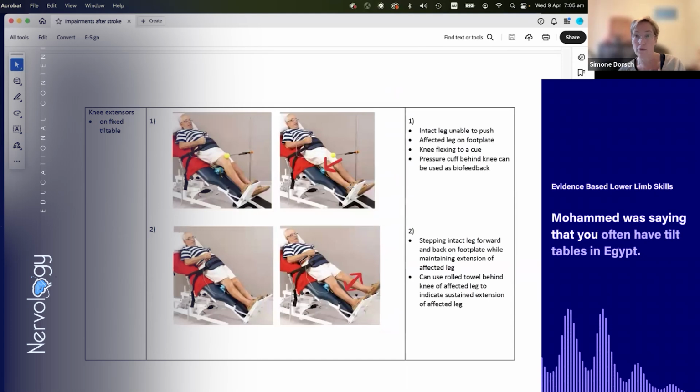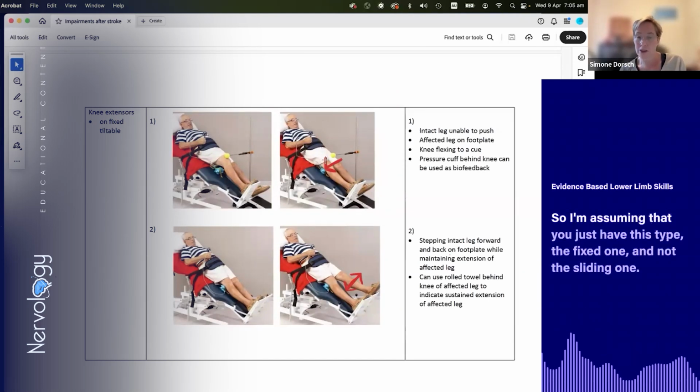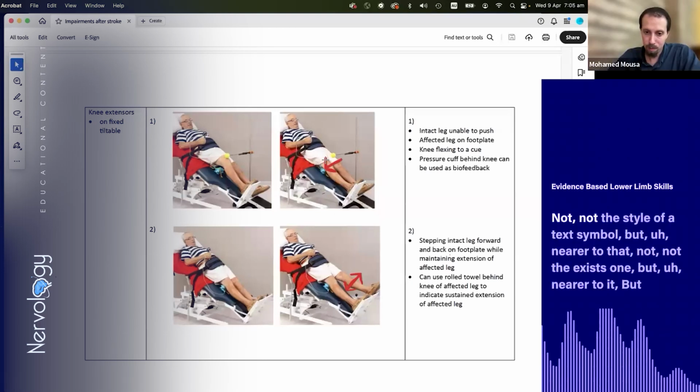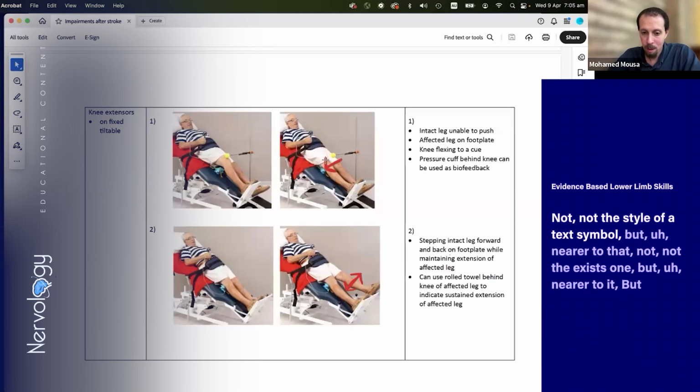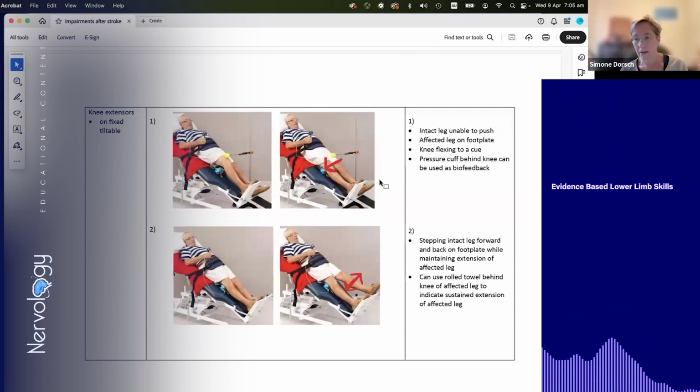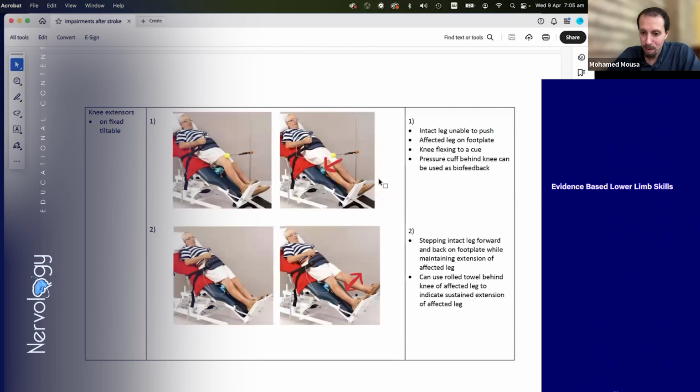Mohamed was saying that you often have tilt tables in Egypt. So I'm assuming that you just have this type, the fixed one, and not the sliding one. Is that correct, Mohamed? Not this style of tilt table, but near to that. This one is just plain, it doesn't slide. Not all have that type of tilting.